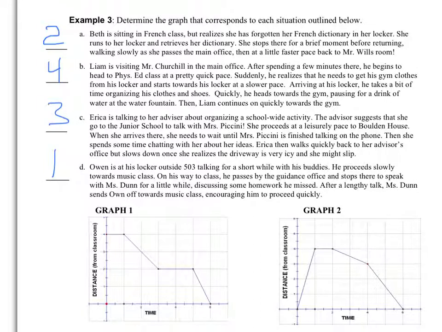All right, so here are the correct answers for the graphs, recognizing the situation and matching it with the graph. So 2, 4, 3, 1, and that's all you really need to cover for your booklet for our in-class assignment, other than doing the textbook homework for this. So there you go.